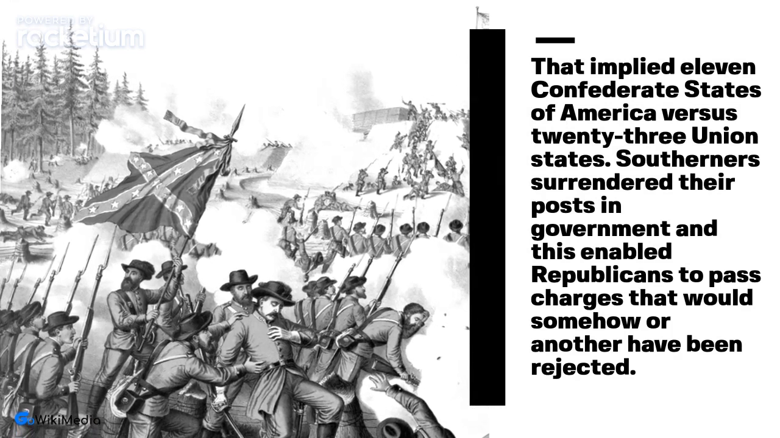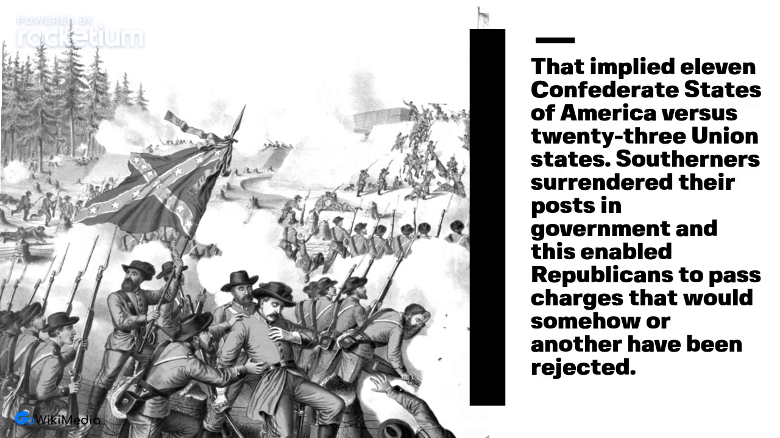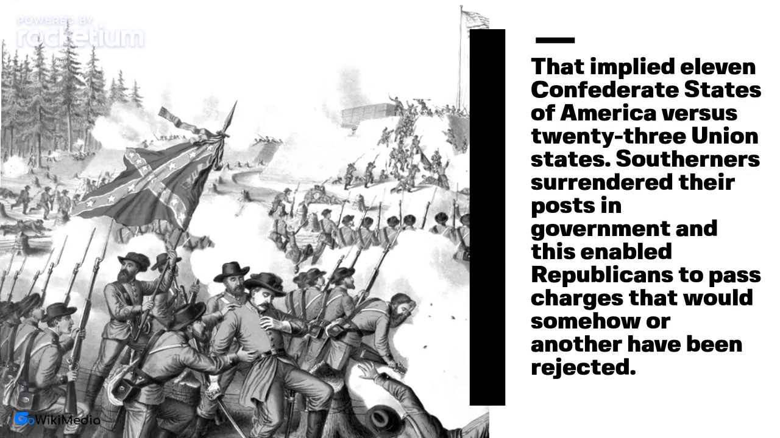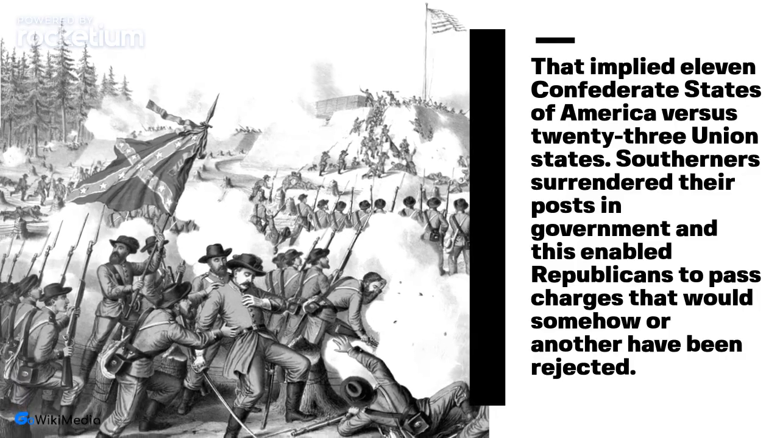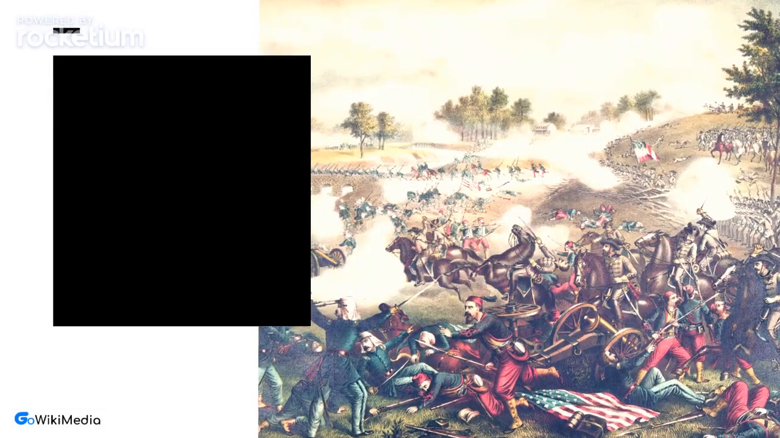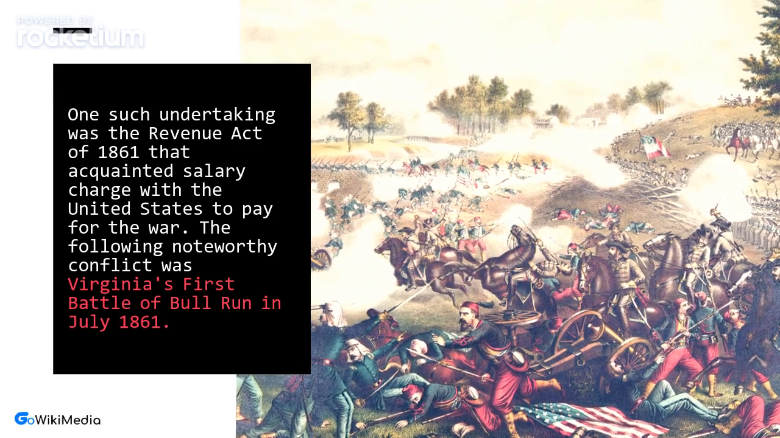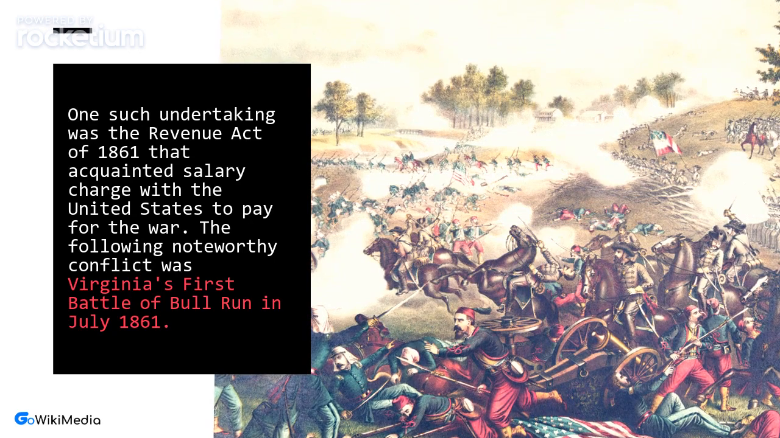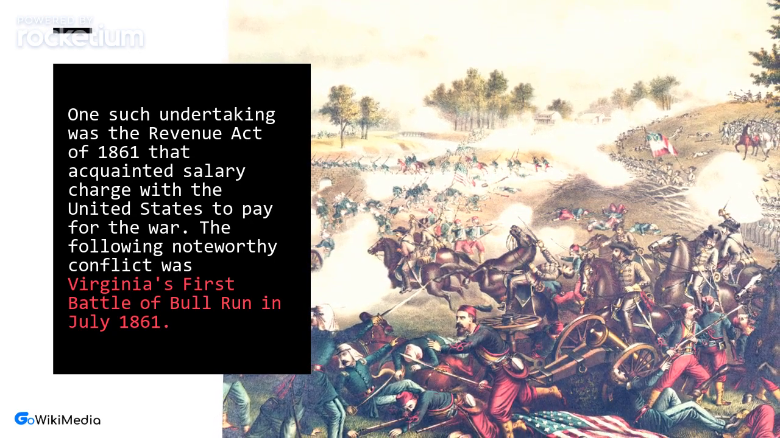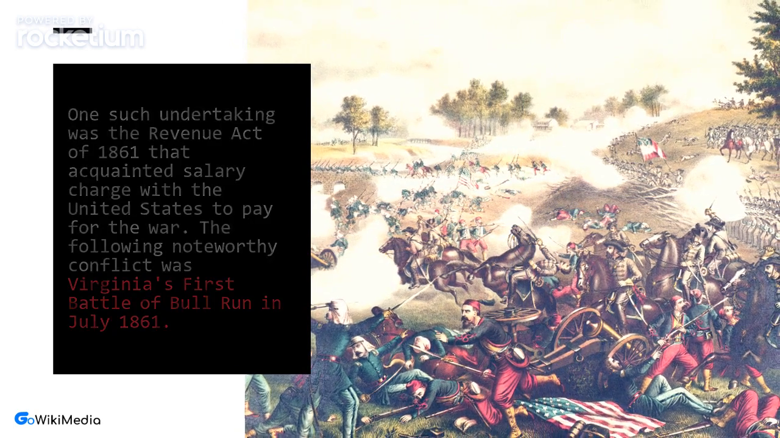Southerners surrendered their posts in government, and this enabled Republicans to pass charges that would somehow or another have been rejected. One such undertaking was the Revenue Act of 1861 that acquainted salary charge with the United States to pay for the war. The following noteworthy conflict was Virginia's first Battle of Bull Run in July 1861.